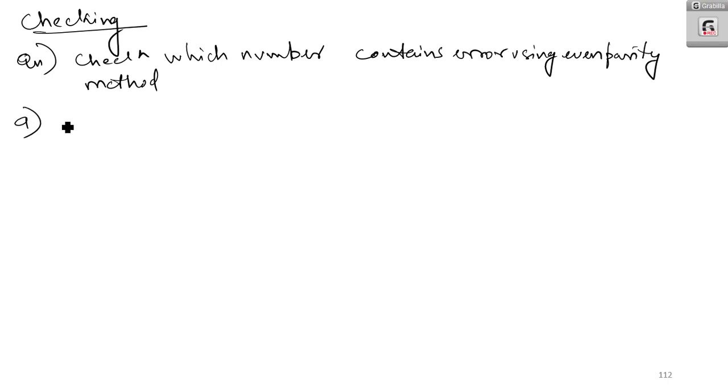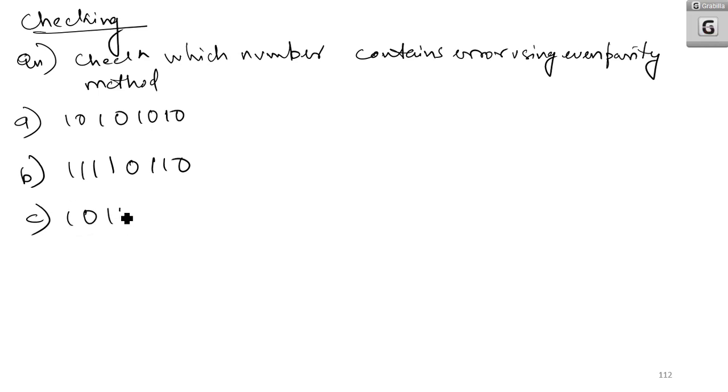First data is 1010 1010. That is first one. Second data is 1111 0110. Third data is 10111001. See here, the question given is these all are the data which is received in the receiver side. That means this already includes a parity bit. Okay, this already includes a parity bit. No need to add separate parity bit.